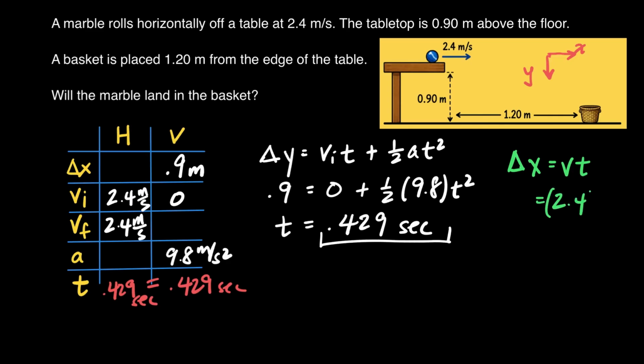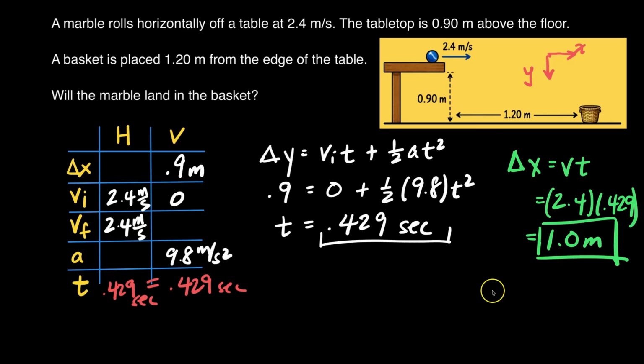Now we're going to plug in our numbers. So our displacement is equal to 2.4 times 0.429, and we get approximately 1.0 meters. Notice that this is short of the 1.2 meters that the basket is away. So a follow-up question now is, well, what speed would you need? What horizontal speed would you need so that the ball would land in the basket?